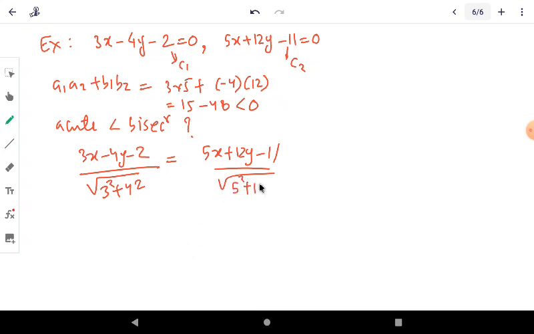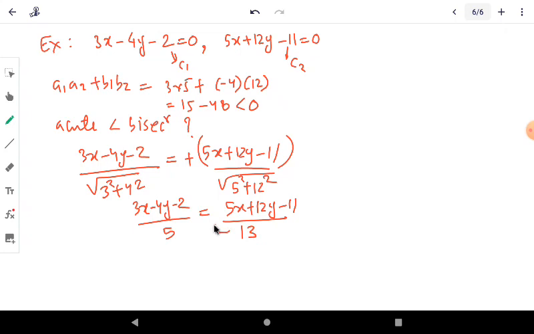5 square plus 12 square. So yes, if this is negative, we will take the plus sign, guys. So 3x minus 4y minus 2 by 5, under root of 3 square plus 4 square is 5, equals 5x plus 12y minus 11 by 13, 5 square plus 12 square, using Pythagorean triplet, is 13. I will cross multiply this and we will solve, and we will get the answer, which would be the acute angle bisector, guys. So for the obtuse angle bisector, obviously this plus sign would be replaced by minus. So okay guys, thank you.